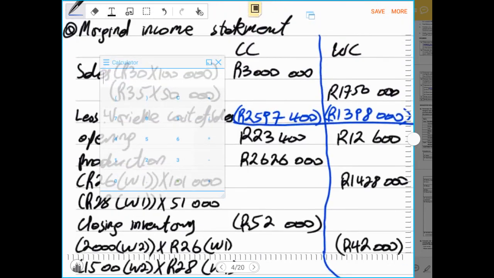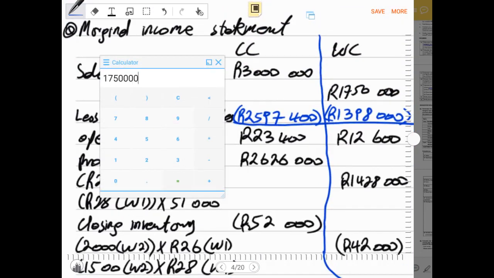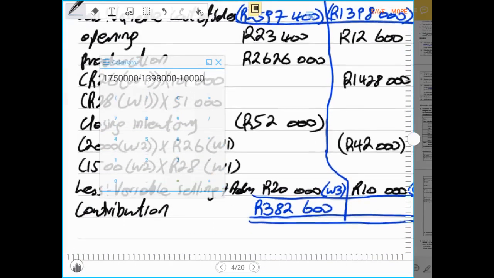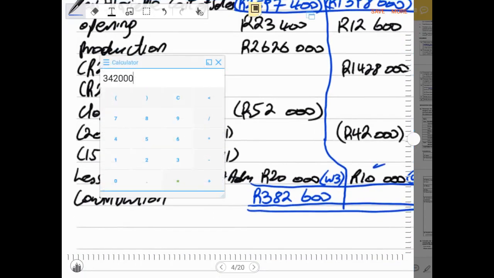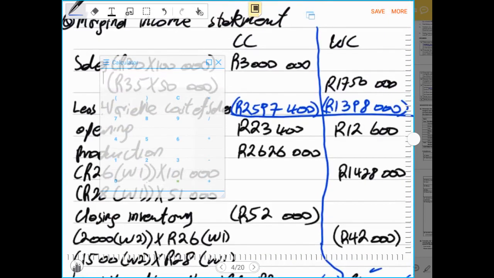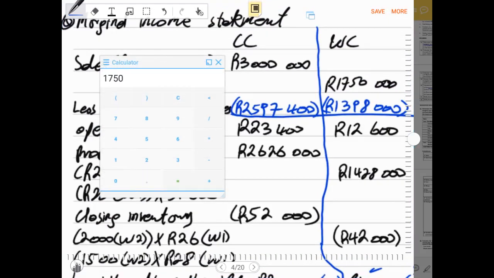Then after, second product is 1,750,000 minus 1,398,000 minus 10,000 of the selling and administration here at the bottom. Then after deducting that, I get to 342,000 rands. Let me just confirm, 1,750,000 rands minus 1,398,700 or 1,398,000.